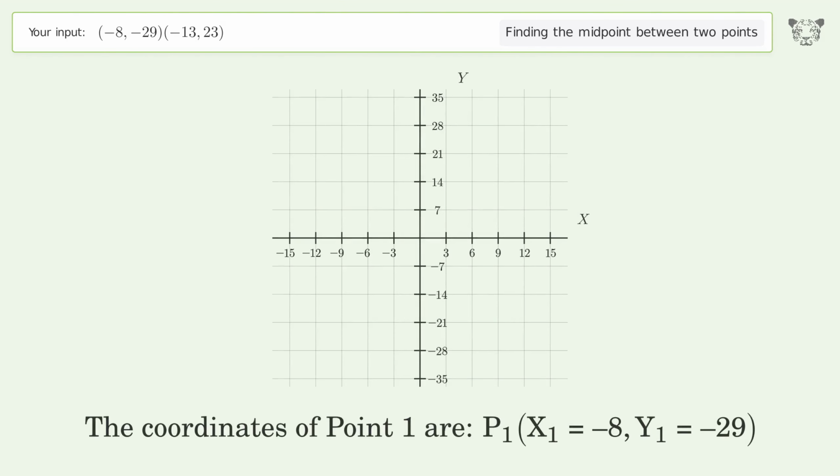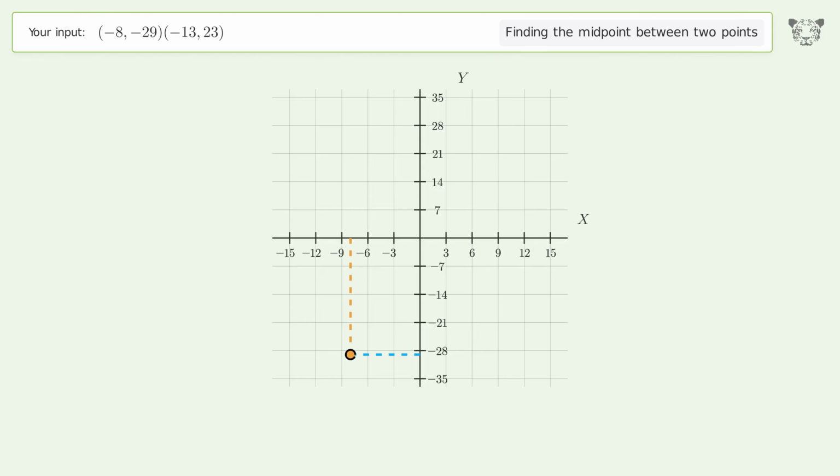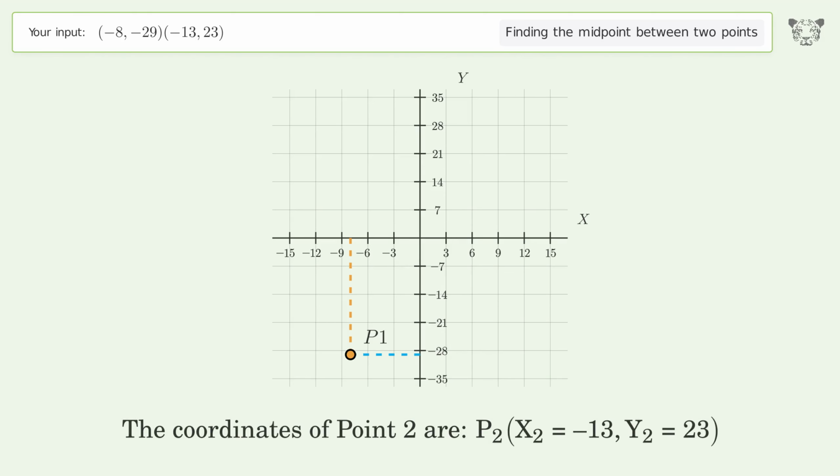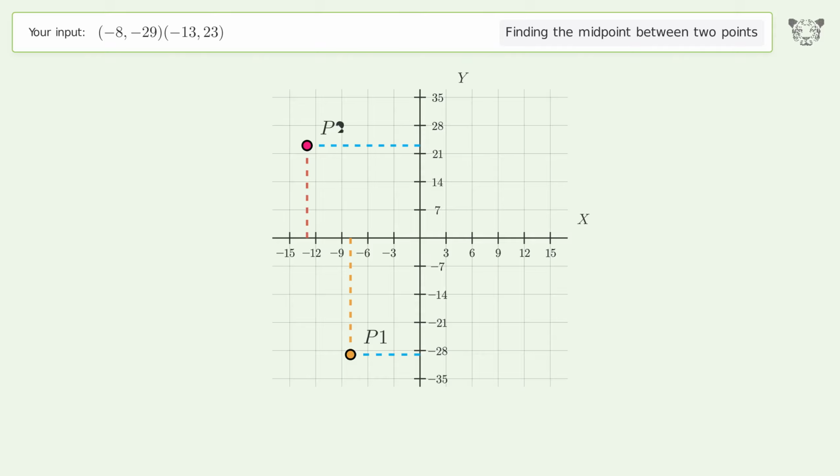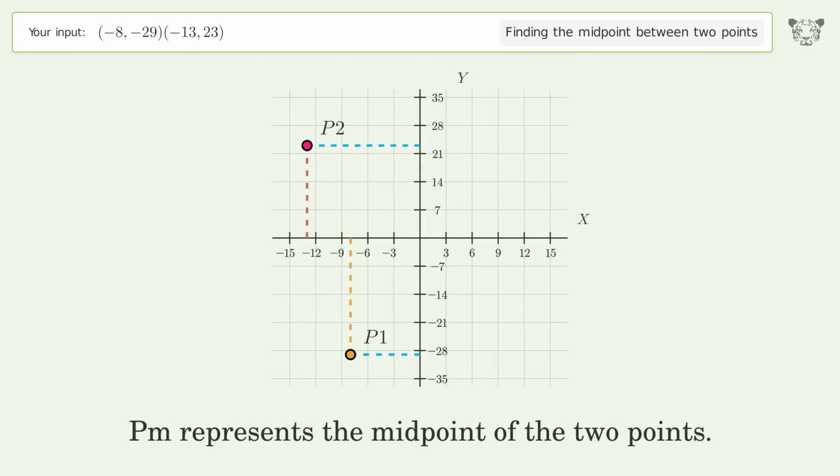The coordinates of point 1 are x1 equals -8, y1 equals -29. The coordinates of point 2 are x2 equals -13, y2 equals 23. PM represents the midpoint of the 2 points.